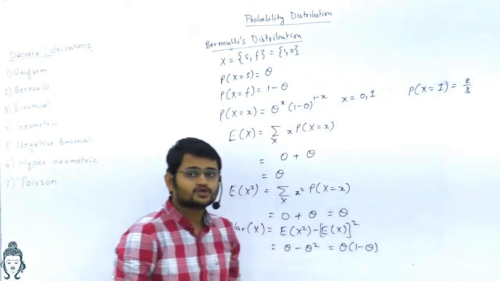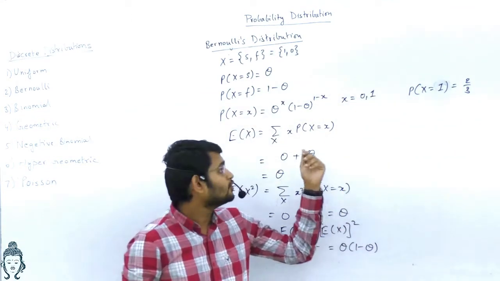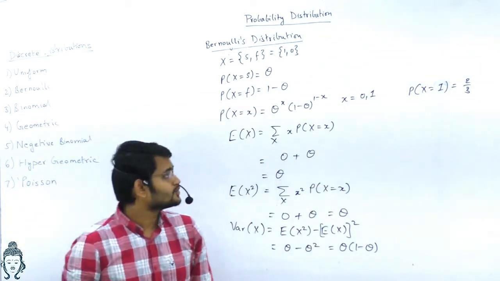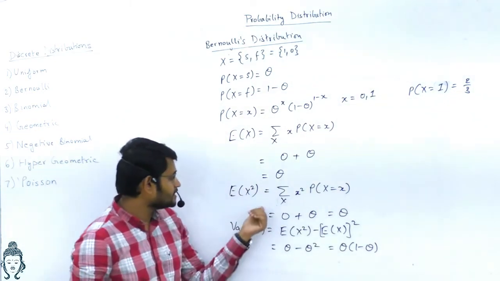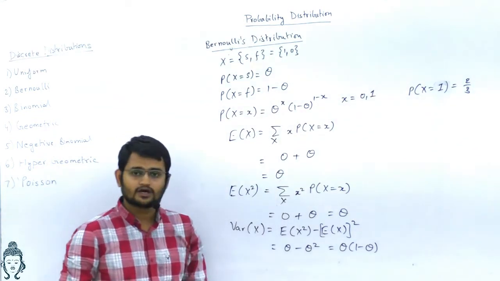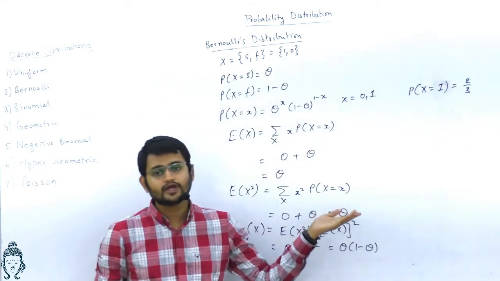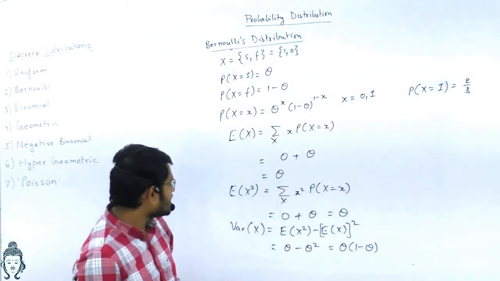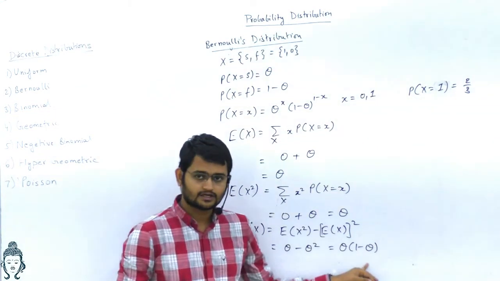So out of every 3 tosses, I am getting 2 times heads and only 1 time tails. So the probability of success becomes 2 by 3. Then the expected value of getting a success is going to be theta, or 2 by 3. That is nothing but out of 3 tosses, I am going to get heads 2 times. And the variance is nothing but theta into 1 minus theta.